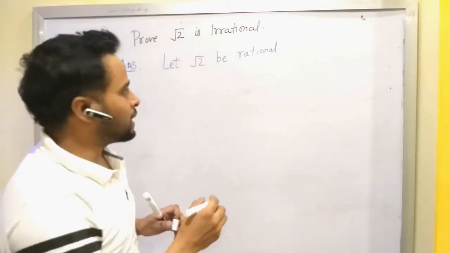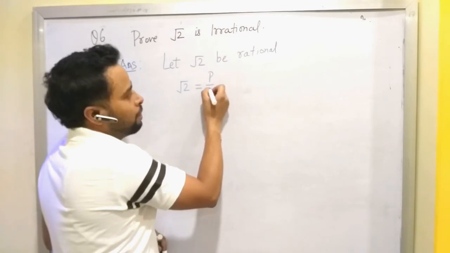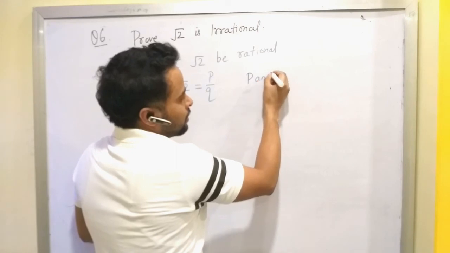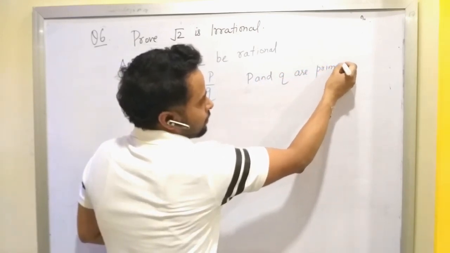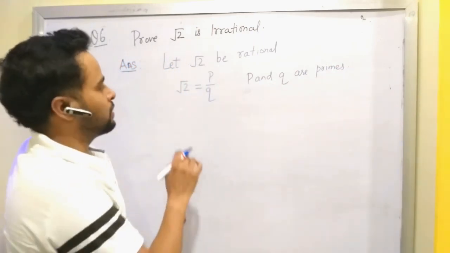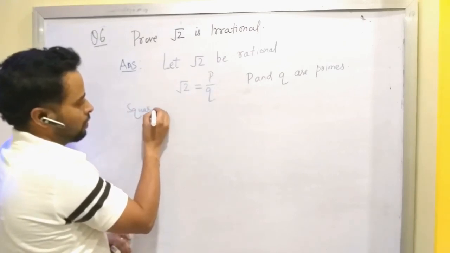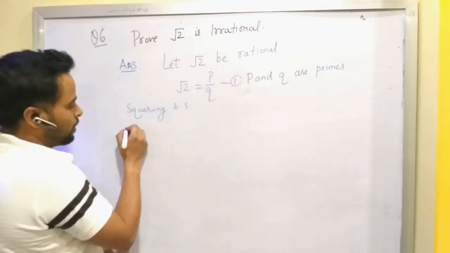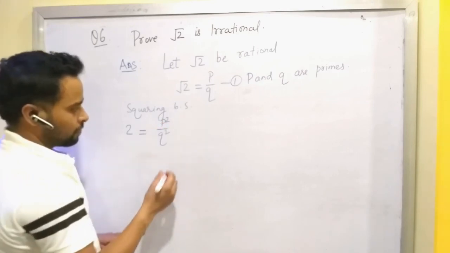When root 2 is rational, we can express a rational number in the fraction form p by q, where p and q are prime numbers. Just write it simply: p and q are primes. So root 2 is p by q. Squaring both sides of this equation 1, I get 2 equals p square by q square.